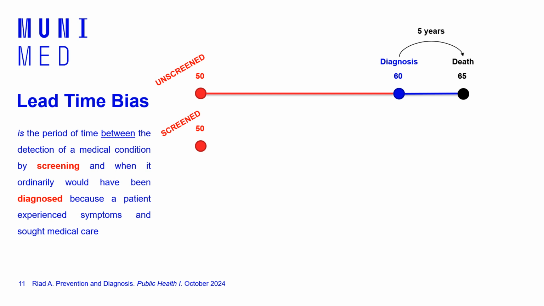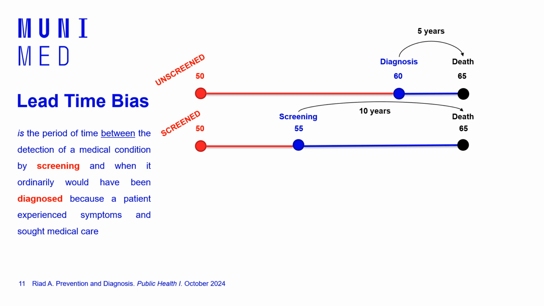Imagine if this human was screened. So again, we assume that he started to have the disease at the age of 50, but now the situation will be slightly different because he will learn about his illness at the age of 55, and so he will live until the age of 65 with this disease, which means that he will live for 10 years with the disease. So if you look at these two examples, you will see two humans. Both of them have started to have the disease from the age of 50, and both of them died at the age of 65. One of them was unscreened, and the second one was screened.